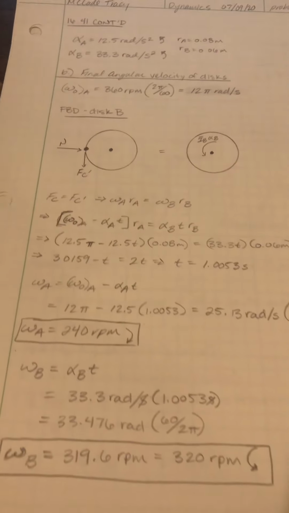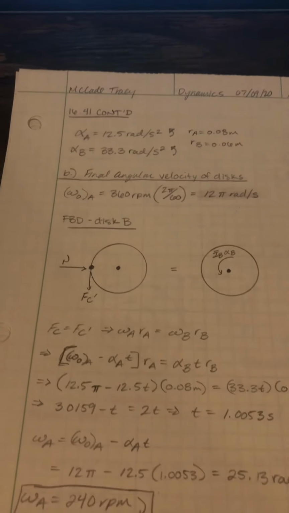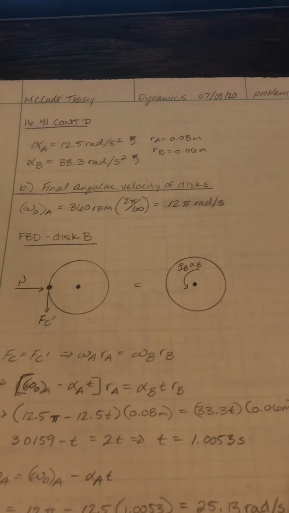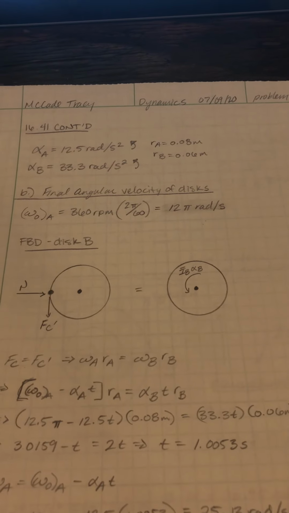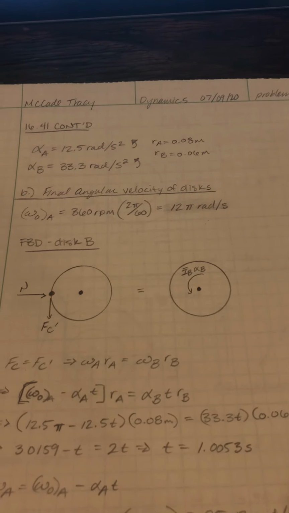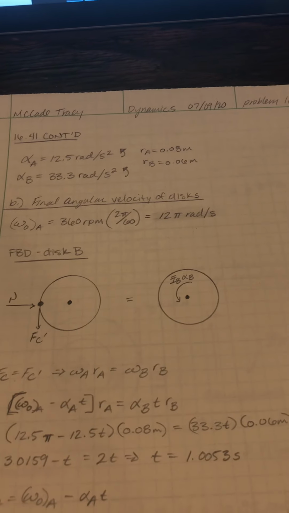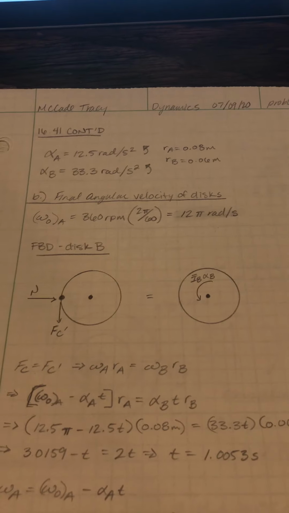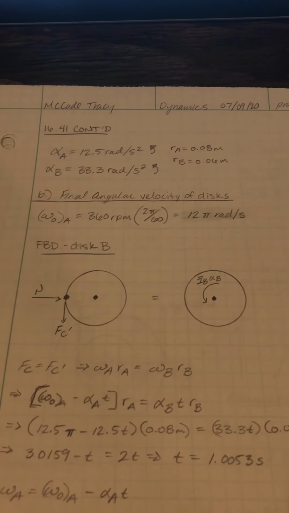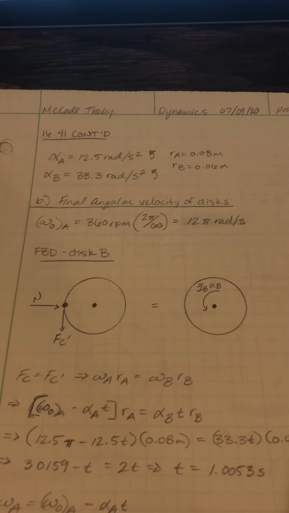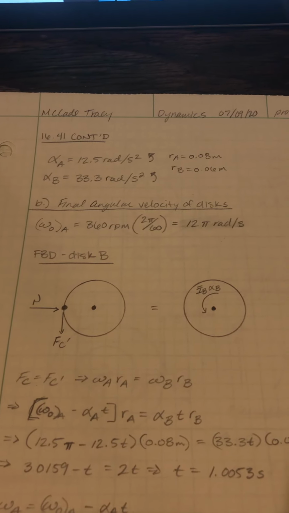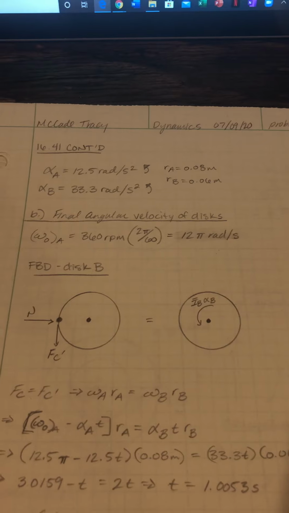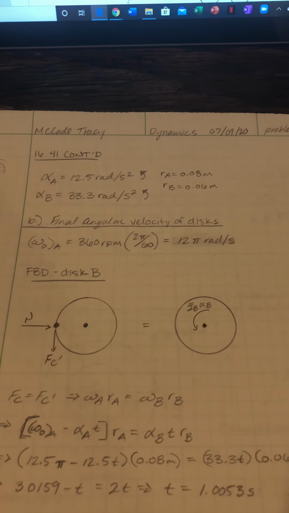Continuing on to part B for the final angular velocity. So we were given that the initial angular velocity of disk A is 360 RPMs in the clockwise direction. And so setting that in something that we can work with in radians per second, we find that it is equal to 12 pi radians per second.